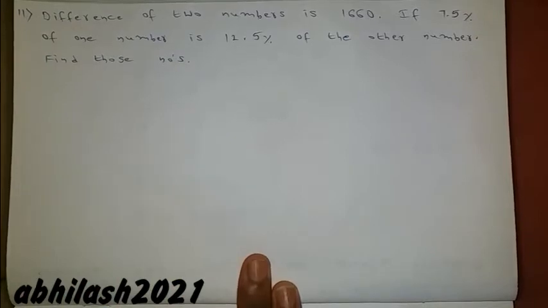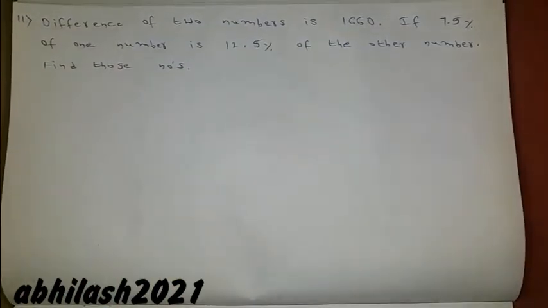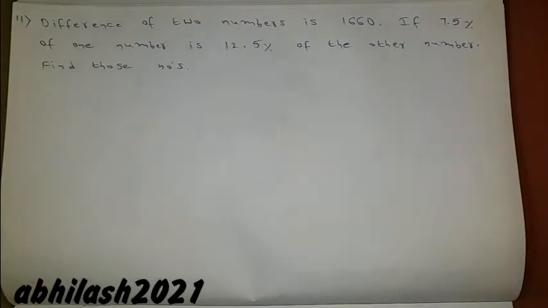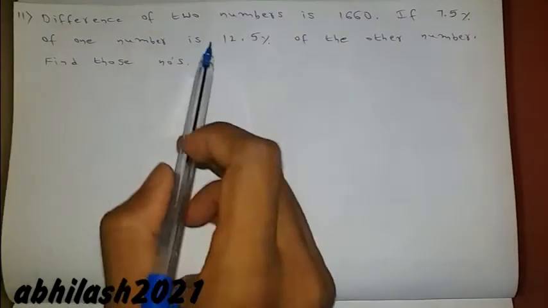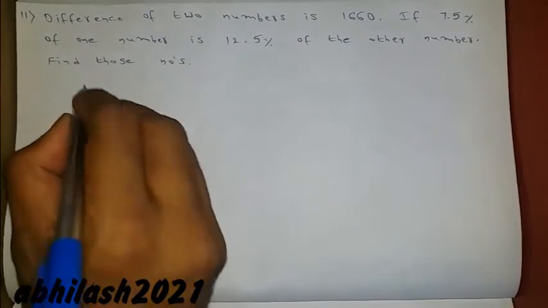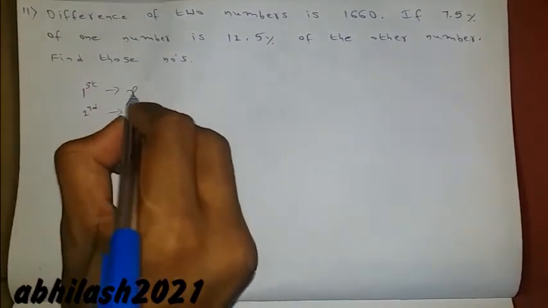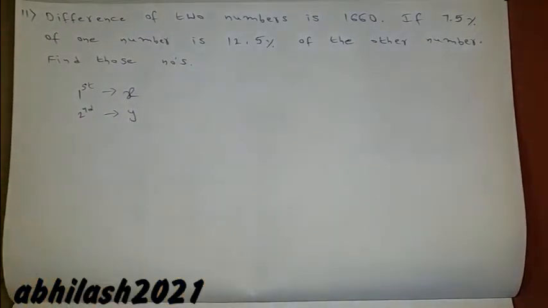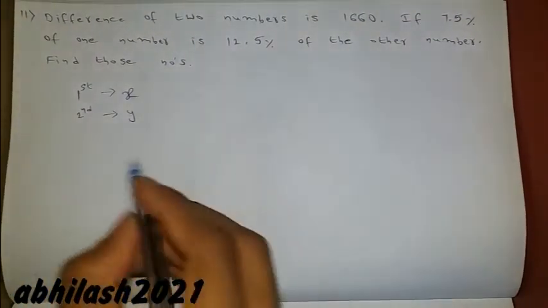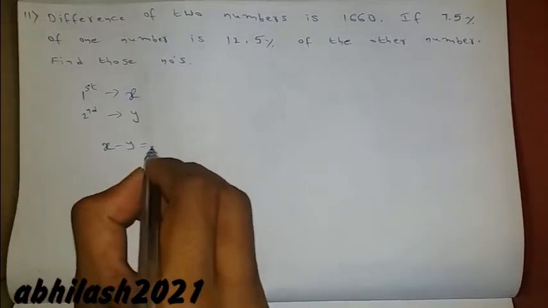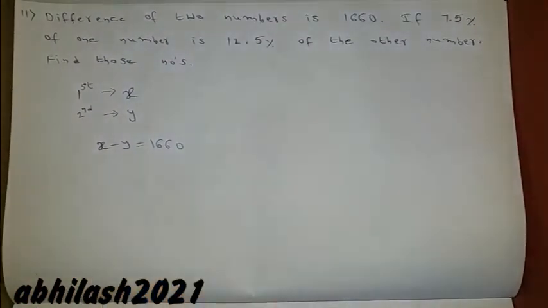Difference of two numbers is 1660. If 7.5 percentage of the first number is 12.5 percentage of the second number, then find those two numbers. We have two numbers, the first number and the second number. First number I am taking as x and second number I am taking as y. So the difference is 1660: x minus y is equal to 1660.